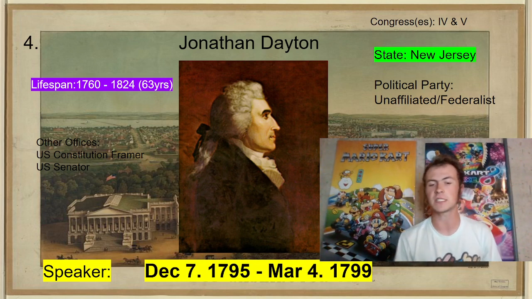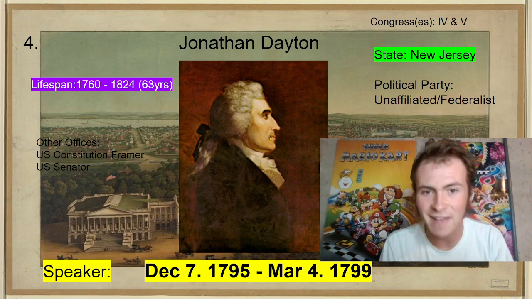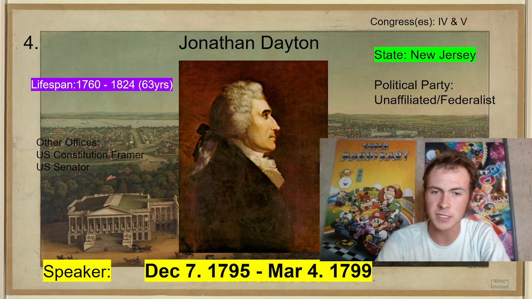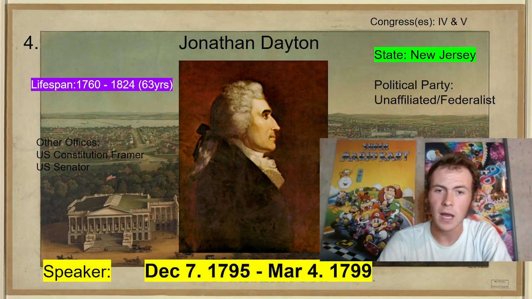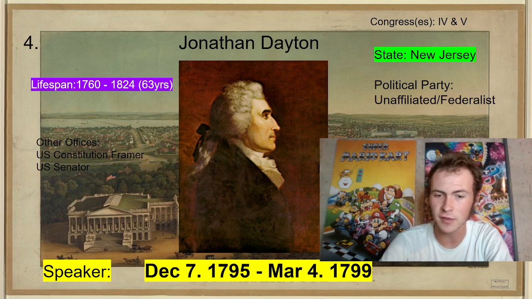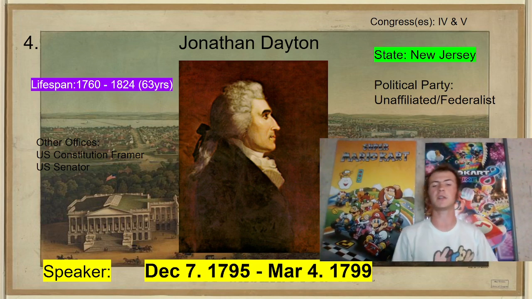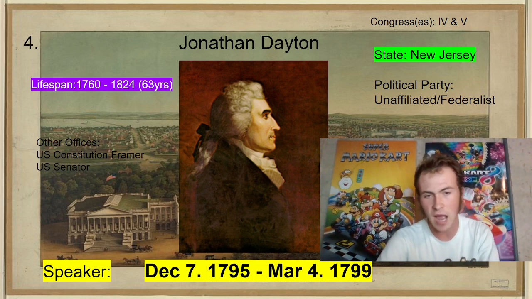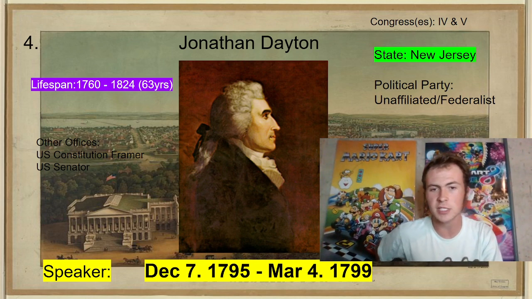So Washington left office in 1797. Immediately following that, the Federalist and Anti-Federalist parties were created. So he ended up becoming a Federalist later on. So I believe for his first term, from 1795 to 1797, he was unaffiliated, and then he was a Federalist from 1797 to 1799. So he was in there from 1795 to 1799, 2 terms as Speaker of the House.